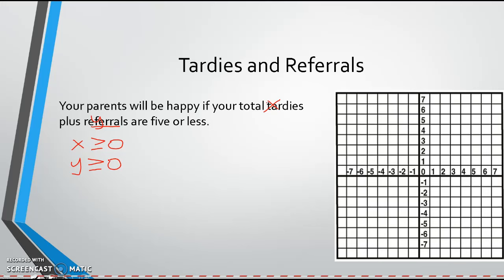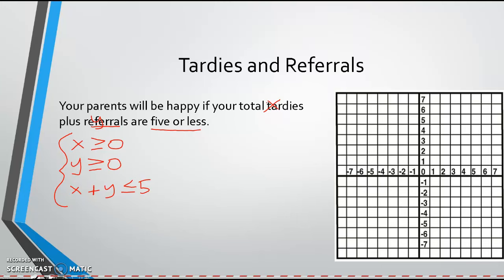But then it says that if you take your tardies plus your referrals and it's 5 or less, your parents should be happy. So your number of tardies plus your number of referrals, if we add them together, you want that to be 5 or less, in other words, x plus y is less than or equal to 5. So this is our system of inequalities. What we're going to do is graph this system over here on the graph to see where we're at.